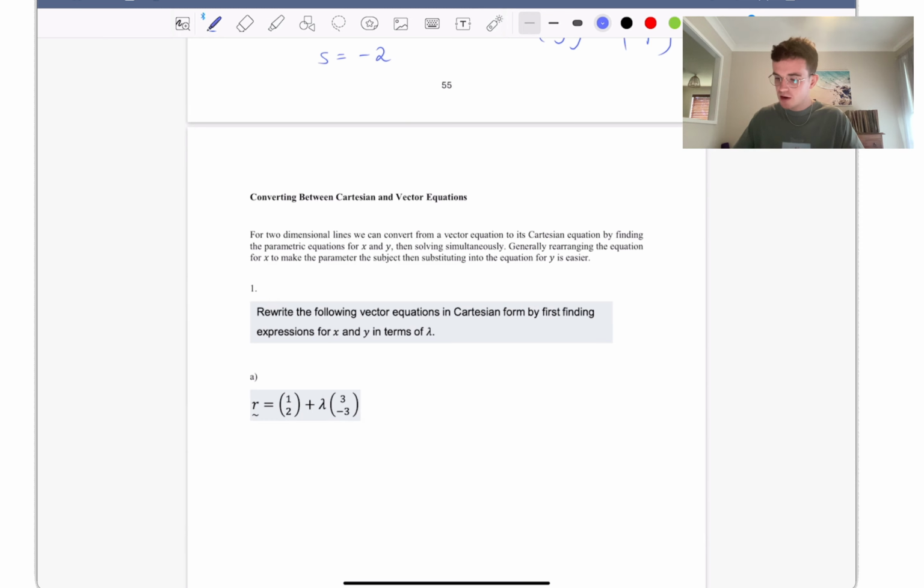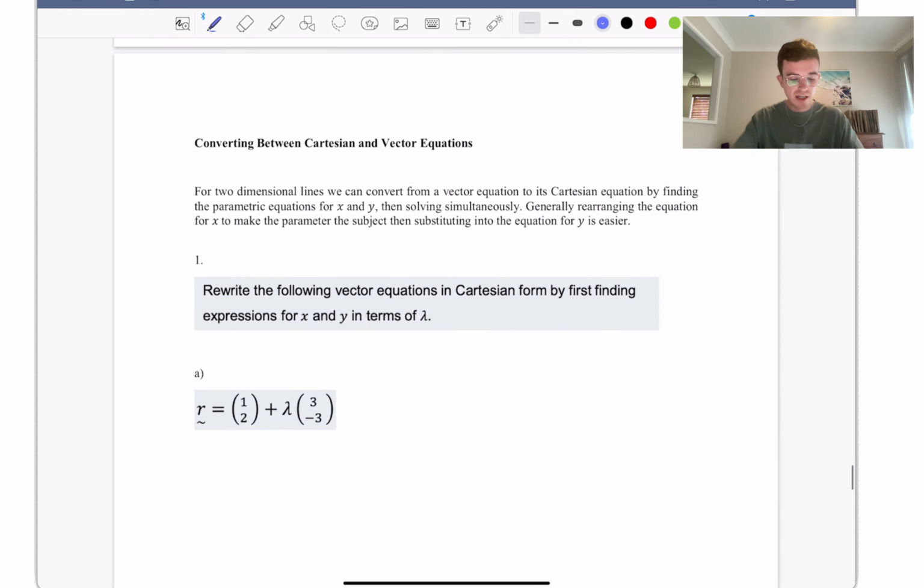Okay. Converting between vector and Cartesian equations. Again, we've seen this scattered throughout the other exercises, but let's hone in on that just today. So for two-dimensional lines, we can convert from a vector to a Cartesian equation by finding the parametric equations and then solving simultaneously. Generally rearranging the equation for x to make the parameter the subject and then substituting into y is easier because it's much easier to graph things when y is the subject, or at least we've learnt techniques to graph when y is the subject, so let's keep using that.